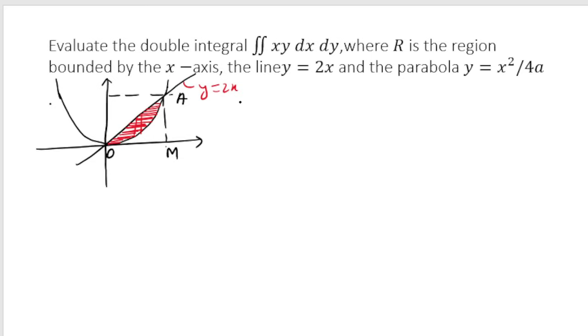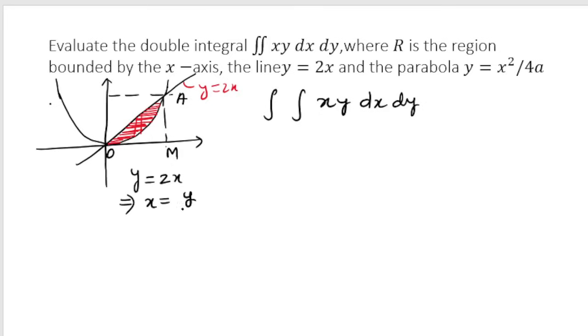So let me write it. The problem is that we have x into y, and since I'm going to write the limit of x first, I'm writing dx and then dy. So how will you take the limit of x? Point number one, a vertical strip gives you the limit of y, a horizontal strip gives you the limit of x. When you write the limit of x, you write x in terms of y. So your line is y = 2x, but you have to write x in terms of y. So x will be equal to y by 2. So here the lower limit is x = y/2, x in terms of y.